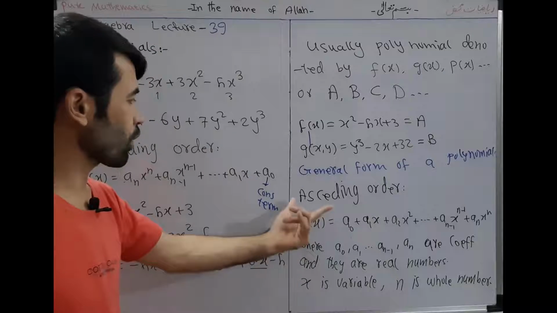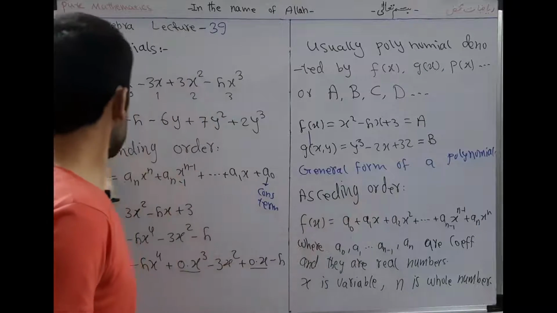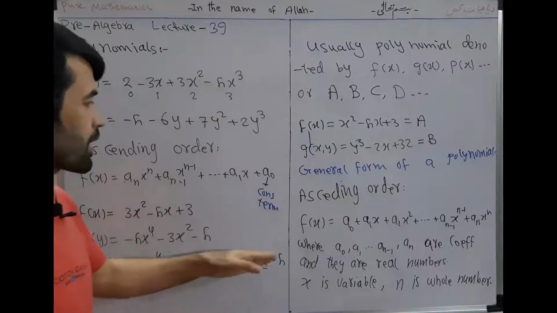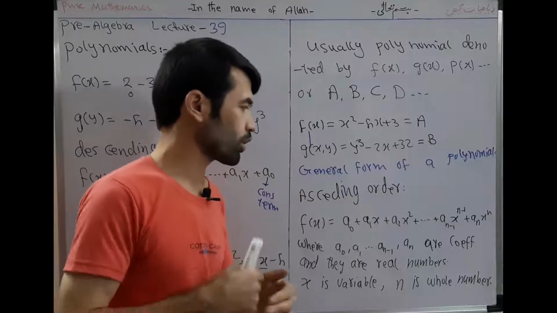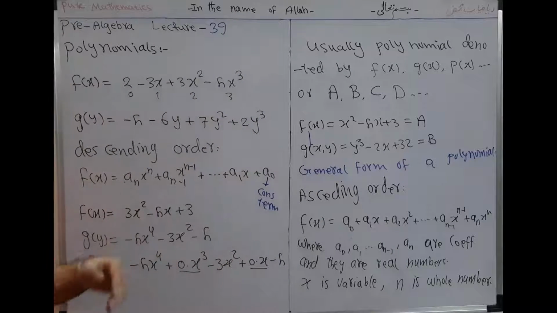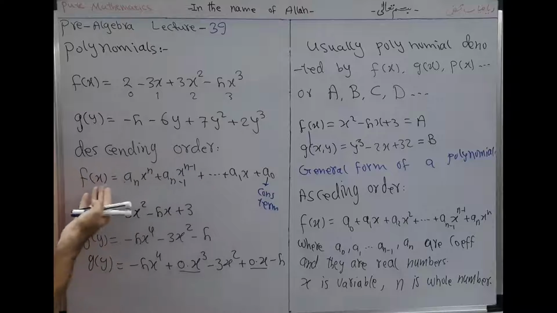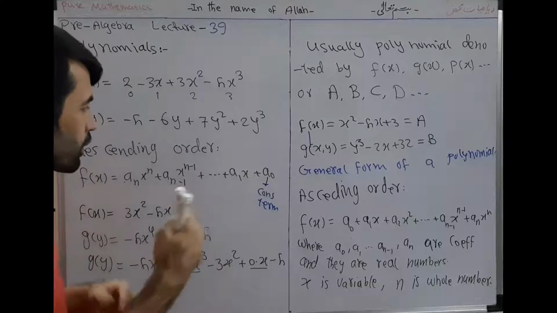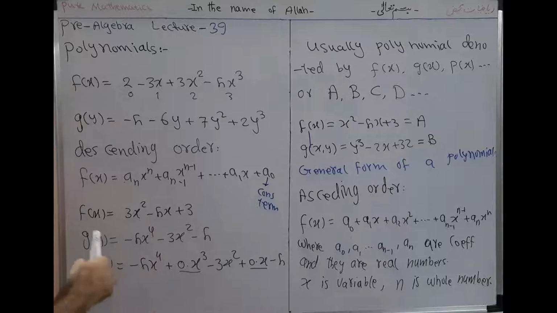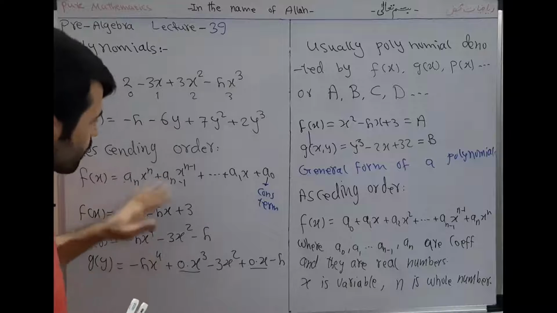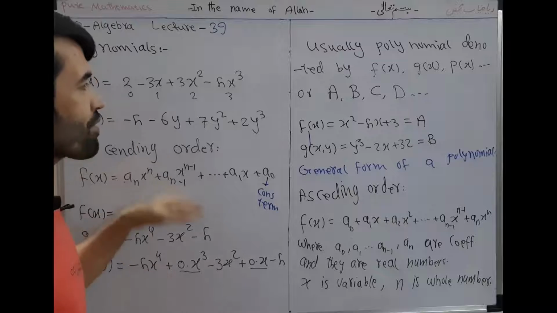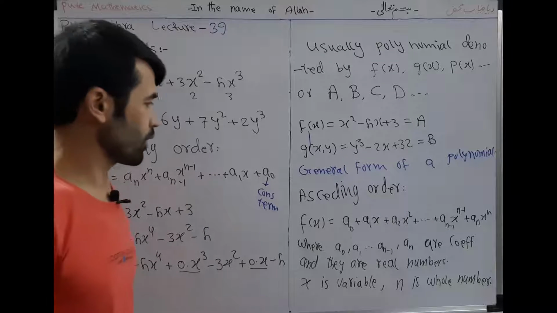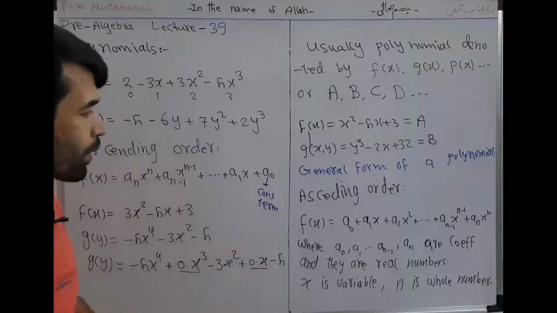Two kinds of general form exist: ascending order and descending order. In ascending order, the exponent of the variable increases from 0 up to n from left side to right side, and in descending order, from left side to right side, the exponent of the variable decreases. Usually we use this kind of general form, descending order. Usually after this we will use this kind of polynomial.